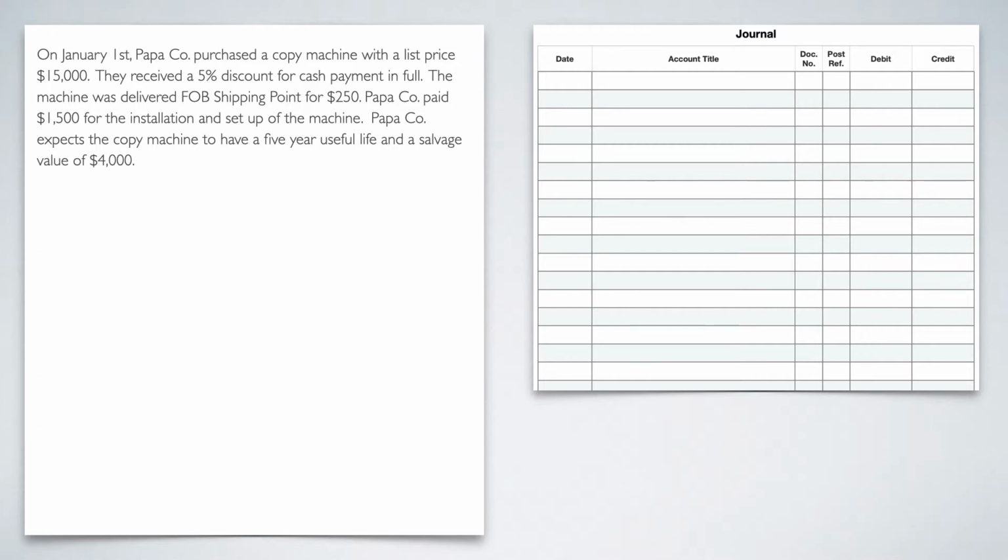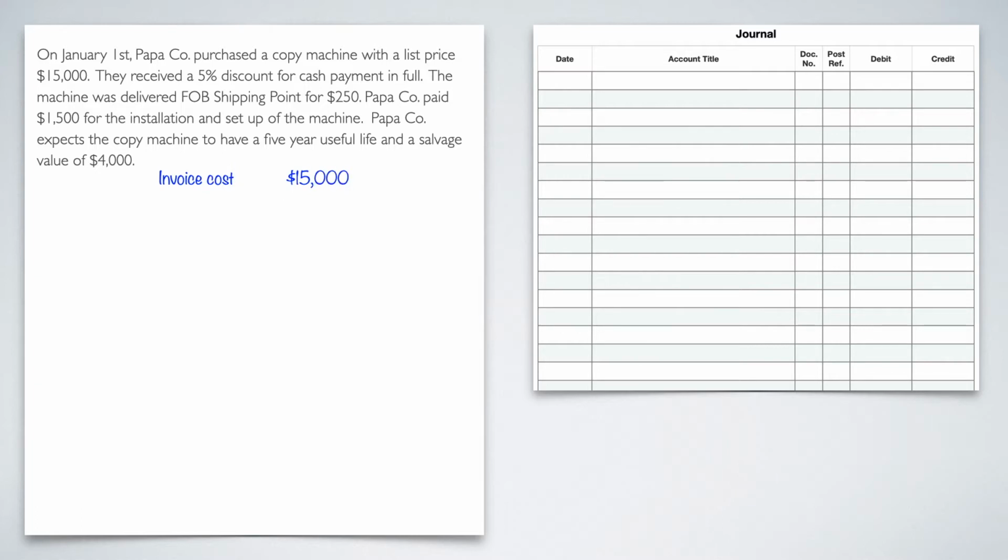So the first thing we need to do, before we can depreciate anything, is figure out what the DAC is. In order to do that, we need to add up what's necessary. Remember, it's those things necessary to get it to our facility and ready for its intended purpose. This being a copy machine, we always start with the list price for the invoice cost. The invoice cost being $15,000. So that's a good starting point.